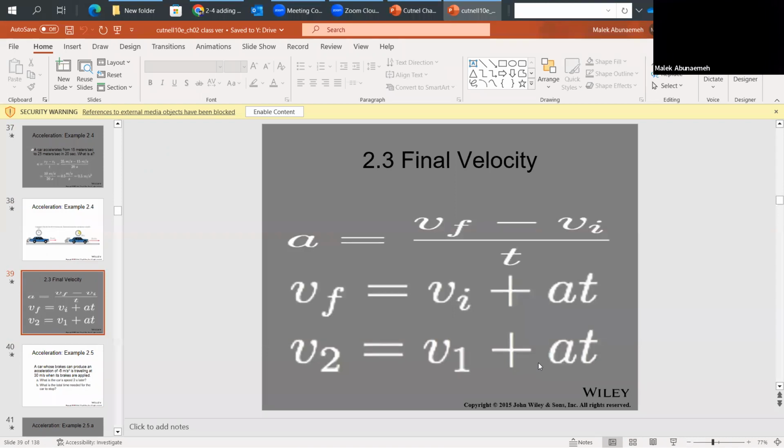We also took the acceleration, which equals VF minus VI over T, and we solved it for your final velocity. Now, some books go from 1 to 2.